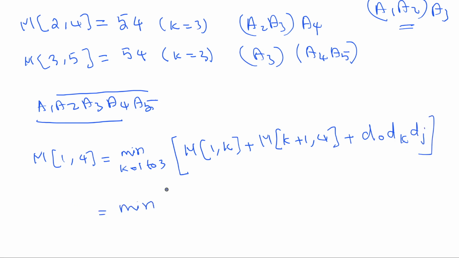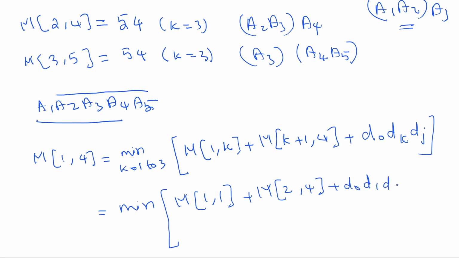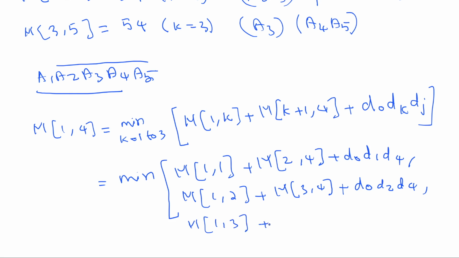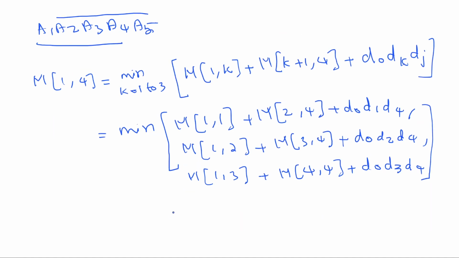So this will be minimum of, when k equal to 1, this equation will be m of 1 comma 1 plus m of 2 comma 4 plus d0, d1, d4, or when k equal to 2, this equation will be m of 1 comma 2 plus m of 3 comma 4 plus d0, d2, d4, and the last case will be when k equal to 3, so that will be m of 1 comma 3 plus m of 4 comma 4 plus d0, d3, d4. Okay, and I fill up those values.